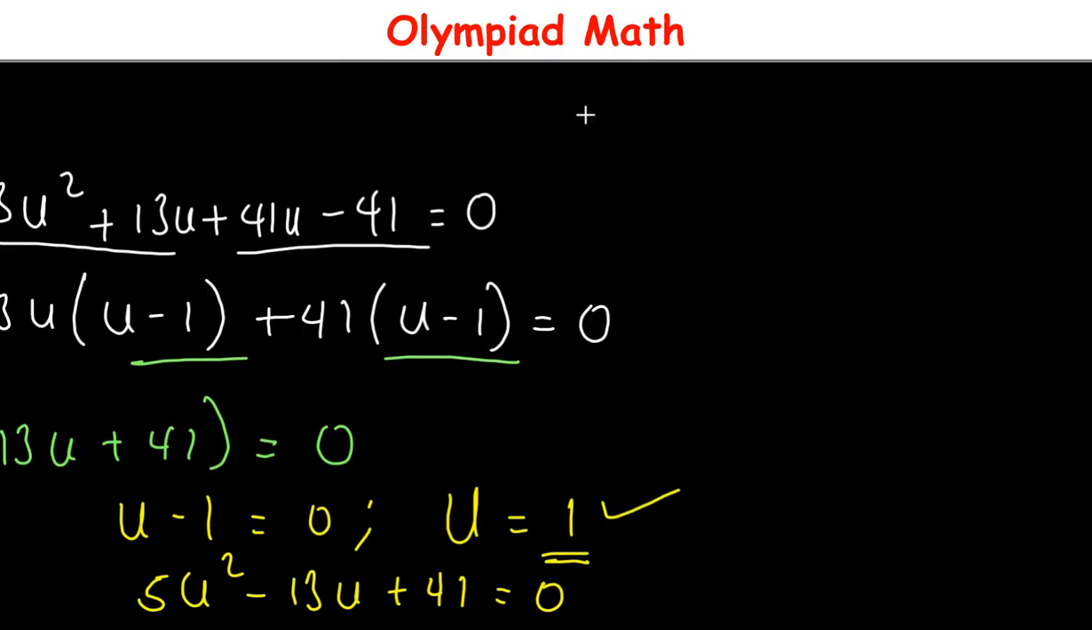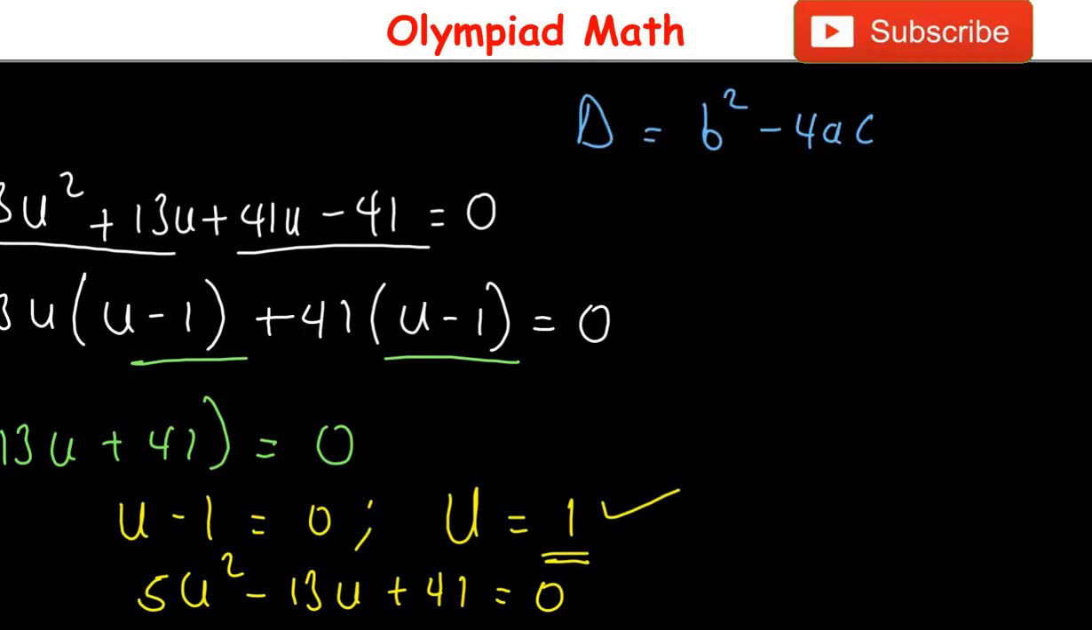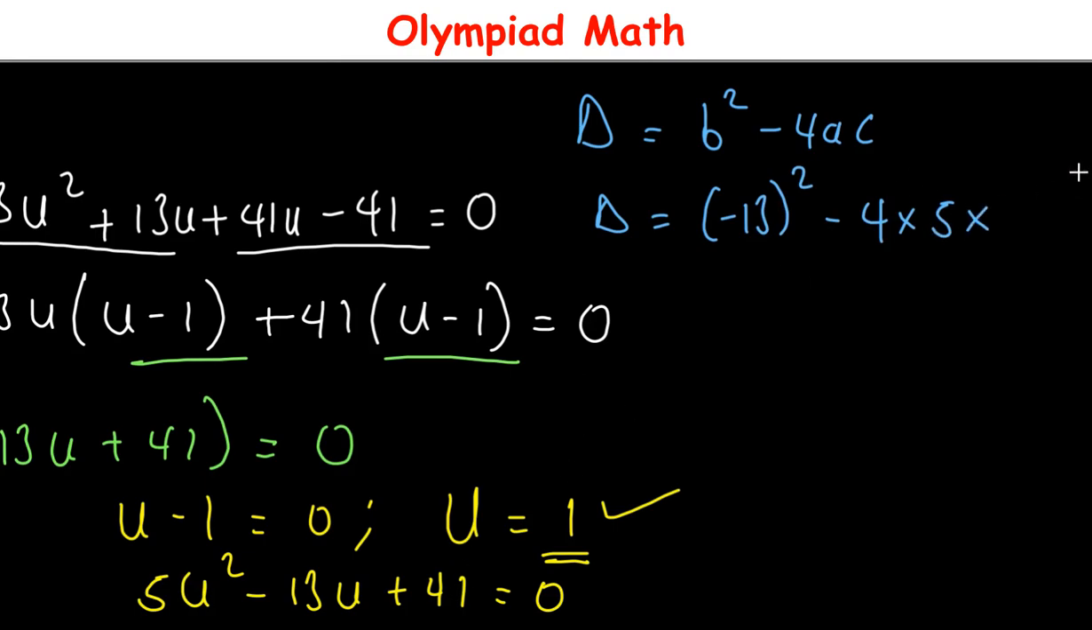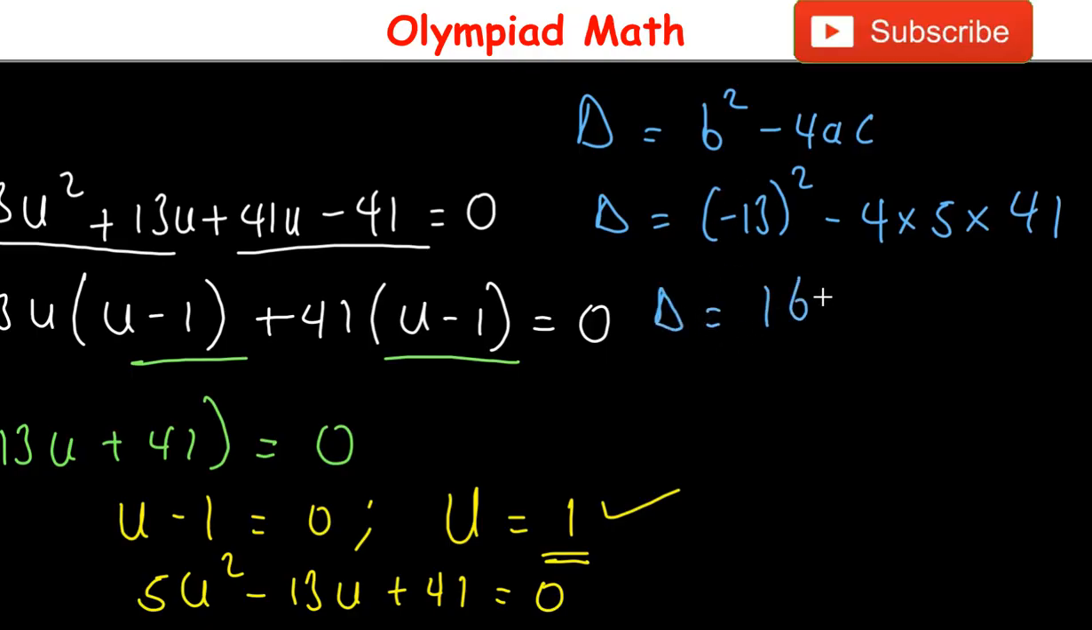Now, making use of the discriminant equals b squared minus 4ac. So the discriminant equals, the value of b is minus 13. So in bracket minus 13 raised to the power 2, minus 4 times a is 5, times c is 41. So the discriminant equals minus 13 squared, which is 169. Then minus 4 times 5 times 41 is equal to minus 820.